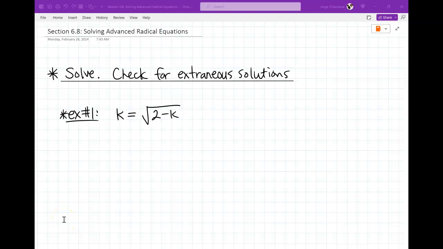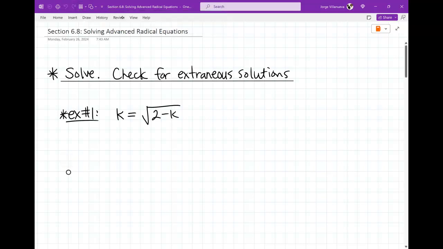All right, so in section 6.8, we're doing what we did on Friday, only advanced, they call it, right? So we're going to have more solutions in this case. Not much to teach you that's brand new, just a new way of doing it, okay? But we're still going to remember to square both sides. That's the main idea. So we're going to solve and check for extraneous solutions. We got 4 examples. All 4 are from your homework, okay?